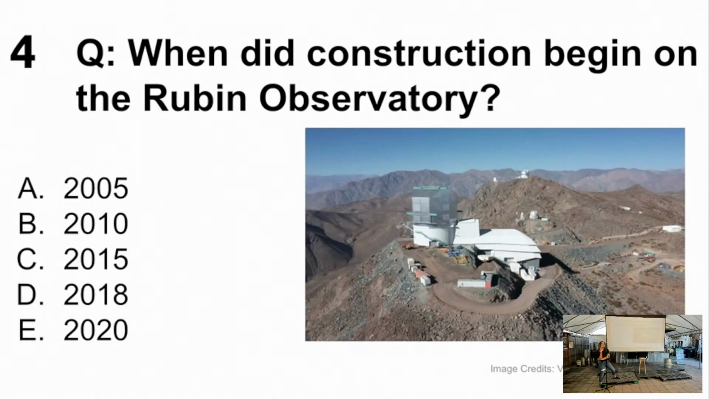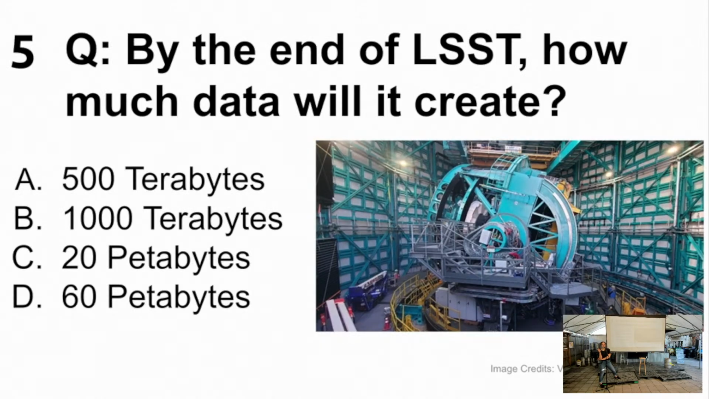Question 4. When did construction begin on the Rubin Observatory? A, 2005, B, 2010, C, 2015, D, 2018, or E, 2020. Question 5. By the end of LSST, how much data will it create? A, 500 terabytes, B, 1,000 terabytes, C, 20 petabytes, or D, 60 petabytes.